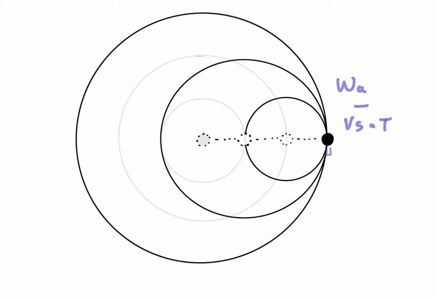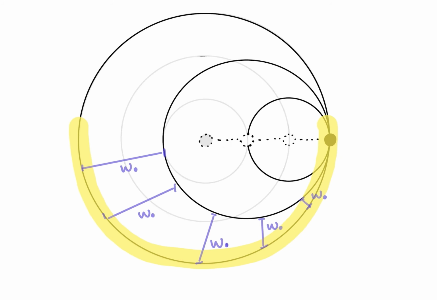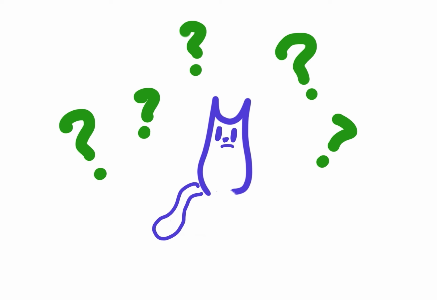Okay, here's the question though. What happens when the object is passing by you from a distance? Well, you're not just going to observe the wavelength from one side or the other. You will experience all the wavelengths in between. Hence, the nnyyyoommnn sound that you hear. How do you calculate that? It helps to draw a diagram.